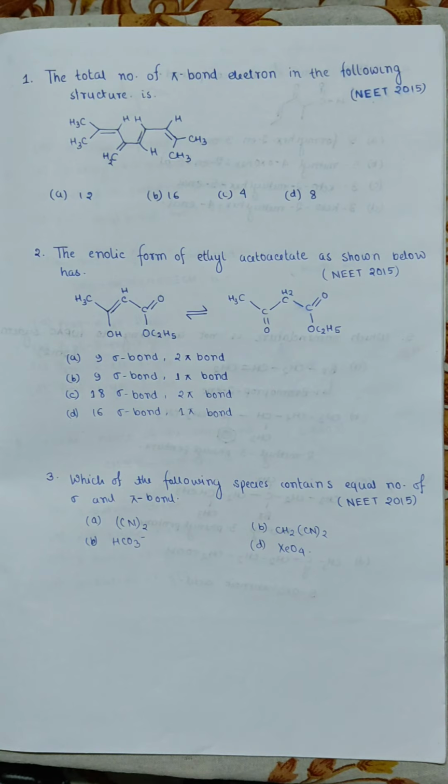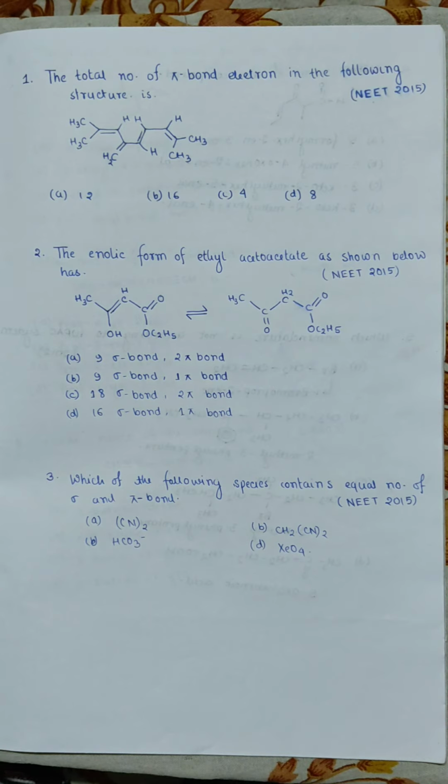Today we'll be practicing a few previous year questions from NEET and JEE on the chapter General Organic Chemistry. So the first question is from NEET 2015. It says the total number of pi bond electrons in the following structure. So we have been given this structure and we have to find out how many pi bond electrons are there.